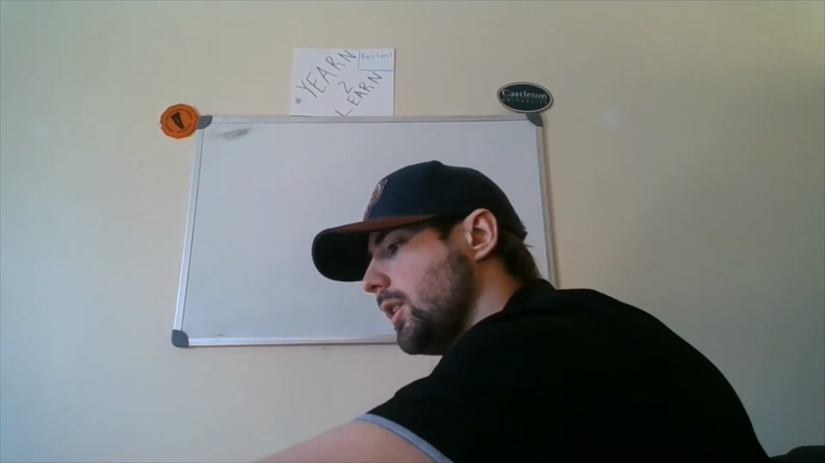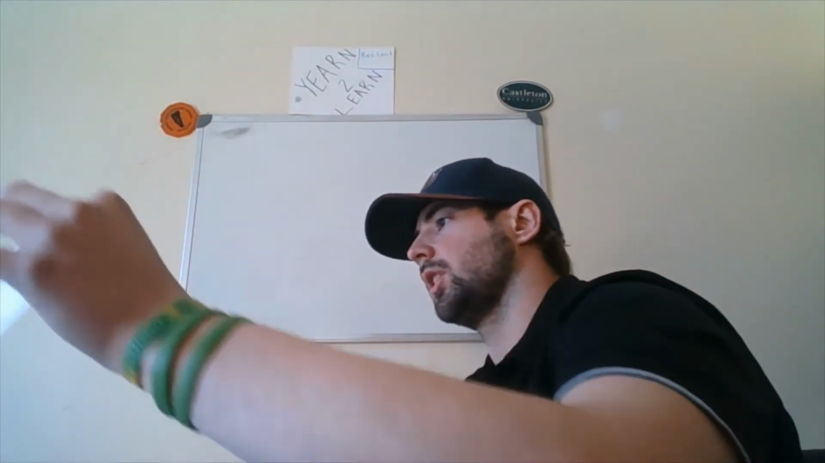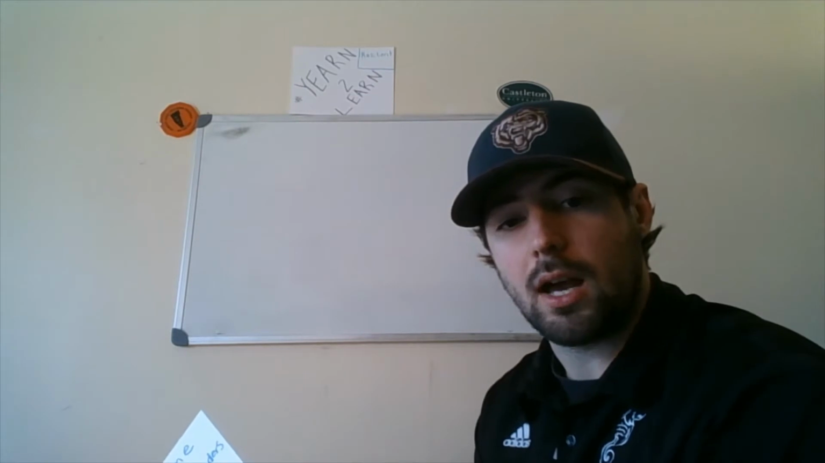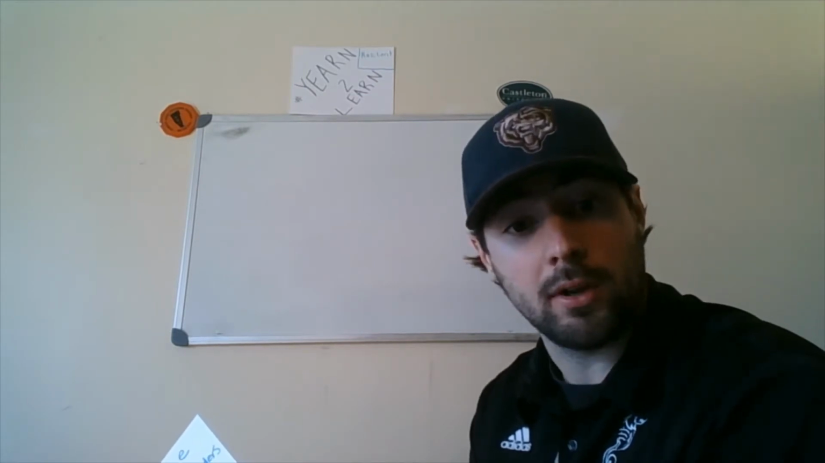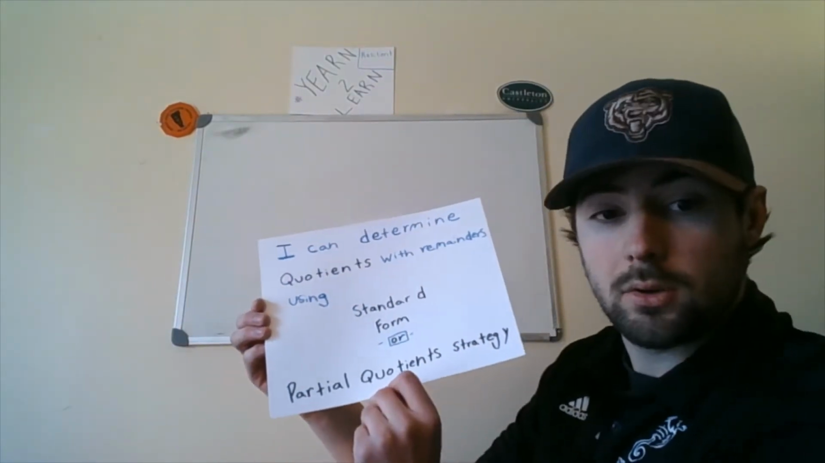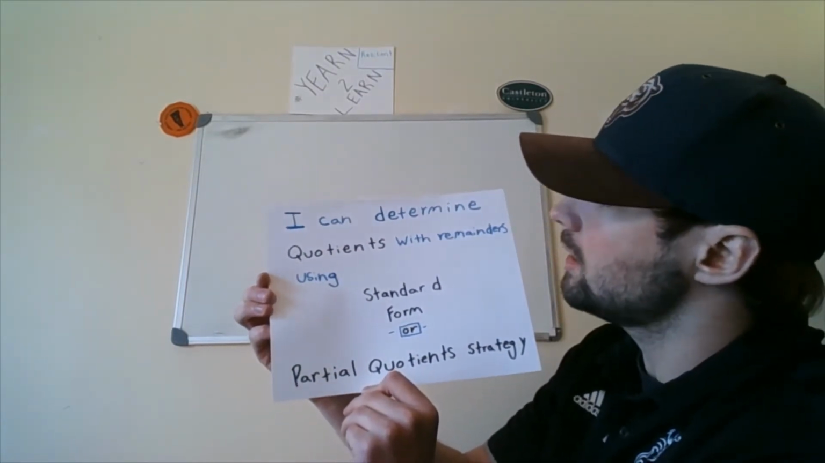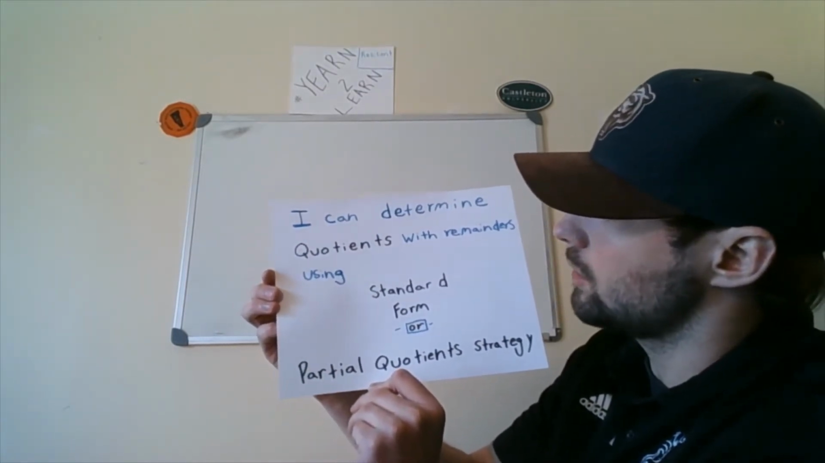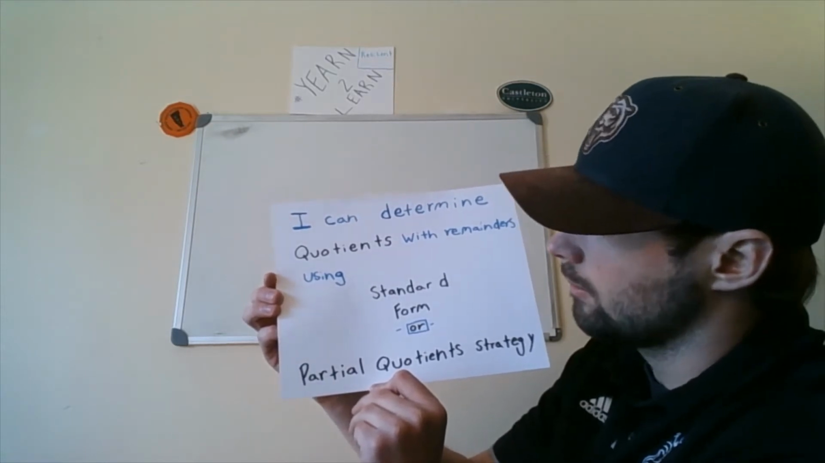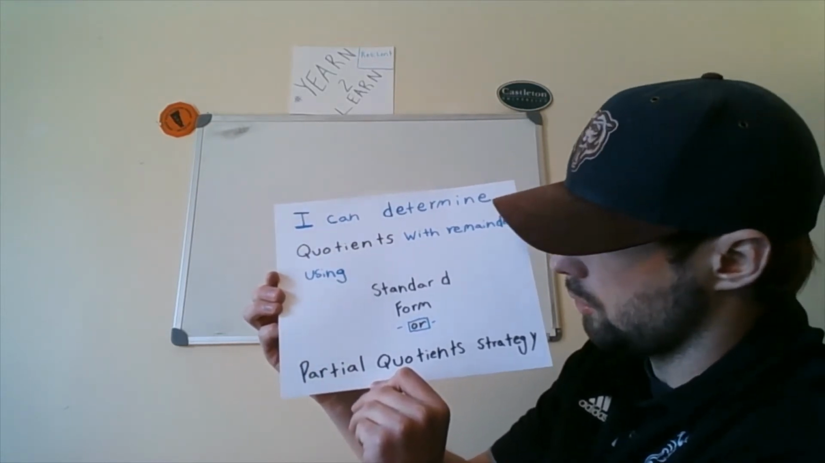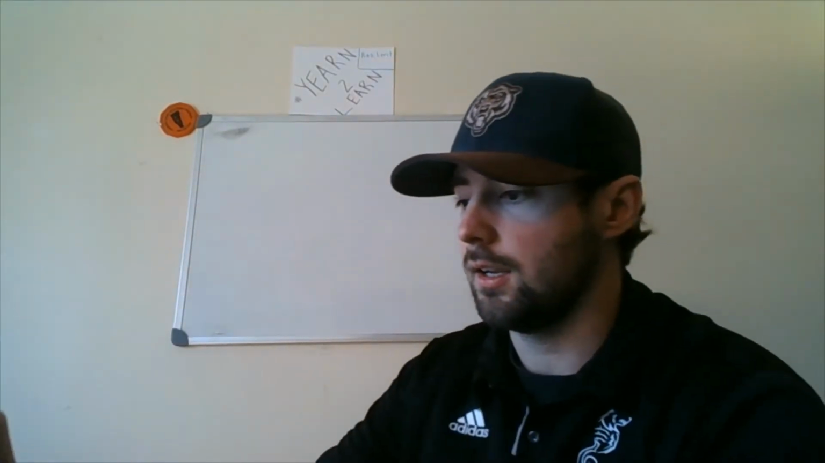How? How do we do that? How we've been learning to do that, which many of you have done an exceptional job showing, finding those solutions, is I can determine quotients with remainders using standard form or partial quotient strategy. Again, there are many ways you can do math.